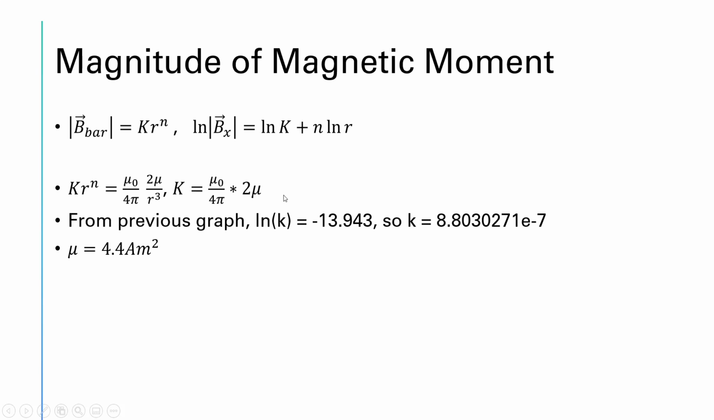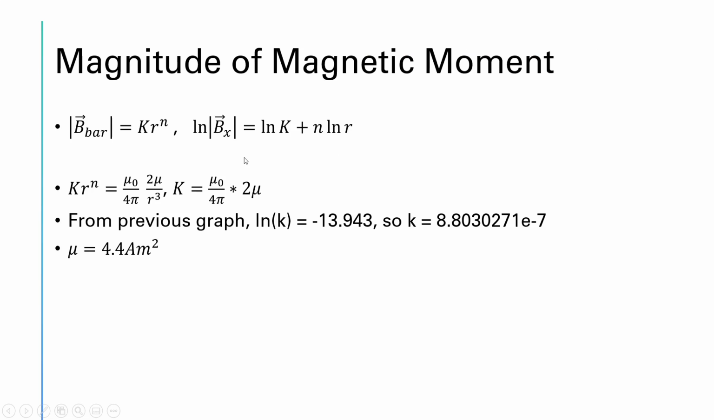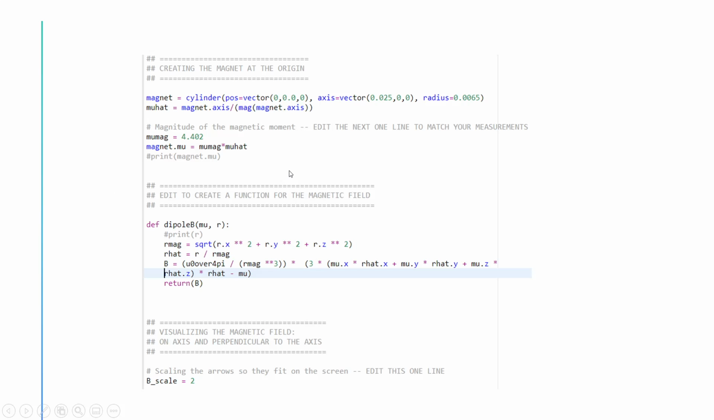From the previous graph, the ln of k was negative 13.943. As you can see, it was the intercept. So k would be equal to e to the power of negative 13.943, which is 8.8 times 10 to the negative 7. And lastly, if you plug that into this equation, if you just divide k by 10 to the negative 7, and you divide by 2, you get 4.4, and that was our answer. So we wanted to also code this.